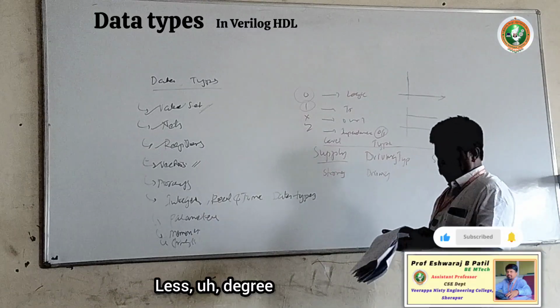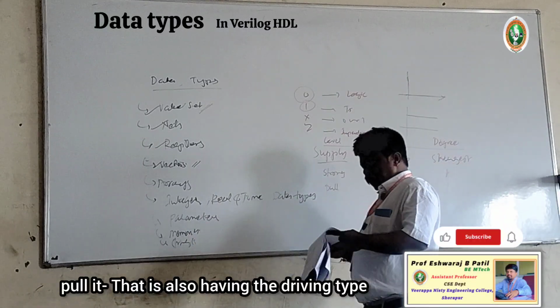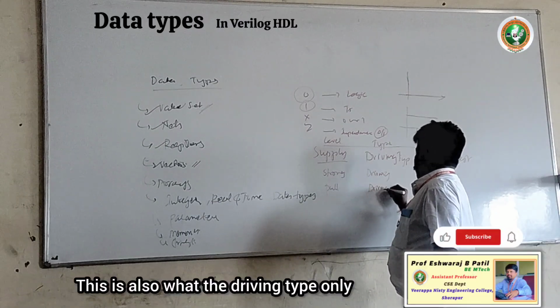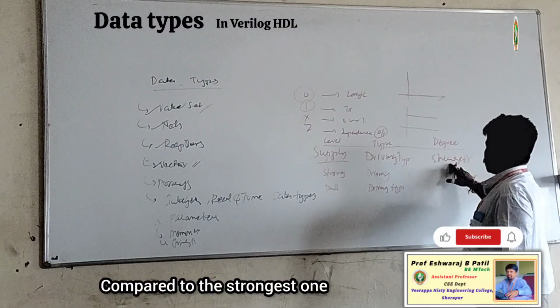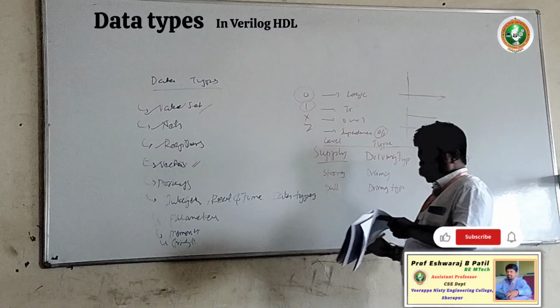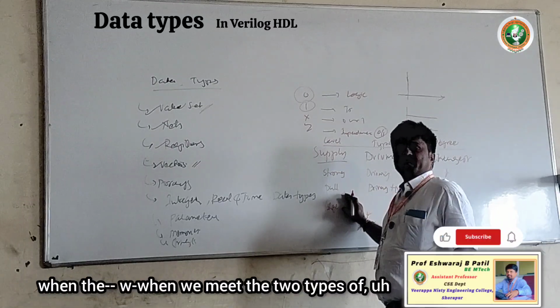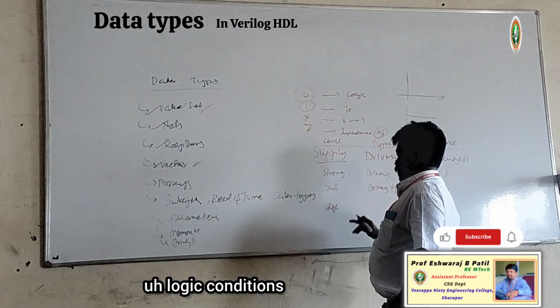Okay, less degree. Then the input supply is the pull type, which is also a driving type. Compared to the strongest one, it has less energy and less degree. And also large is there, which will be used only when we meet two types of logic conditions. We'll see that one.